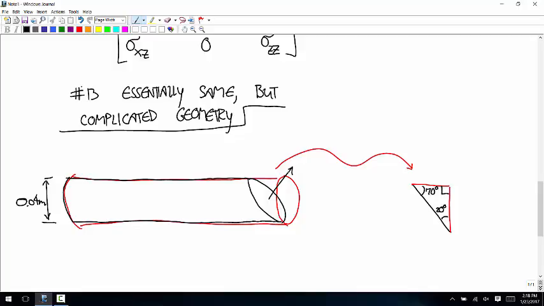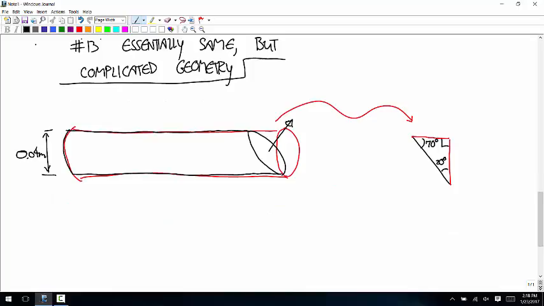That's the outward facing normal vector. All right, so we're given that that face has a total force acting on it that's equal to 12,000 newtons in this direction.